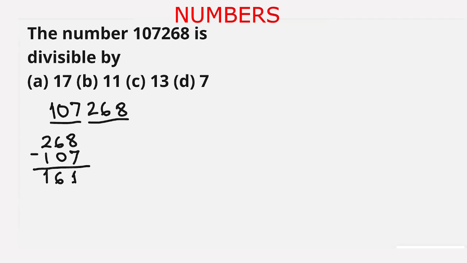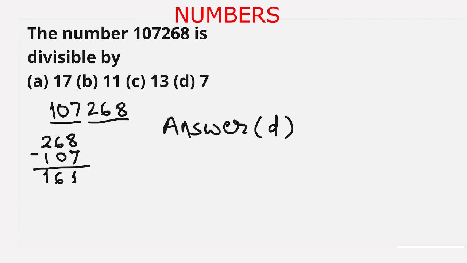So only number left is 7. So we divide it by 7. 7 times 2 is 14, and balance is 2. We carry 1. The number becomes 21, and 7 times 3 is 21. So this number is divisible by 7. So our answer is option D, 7.